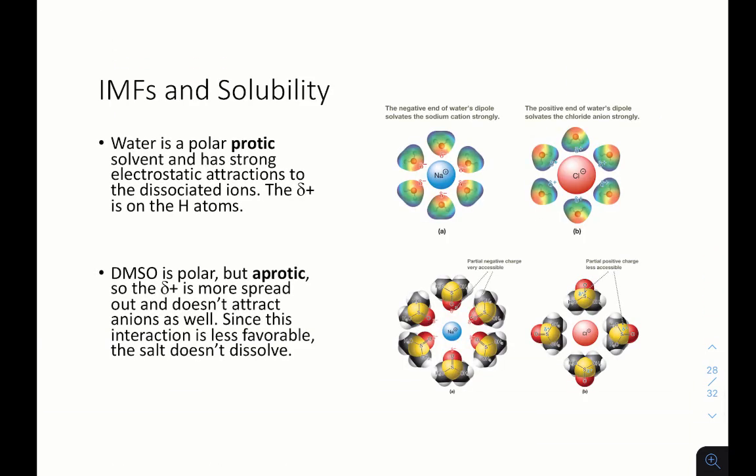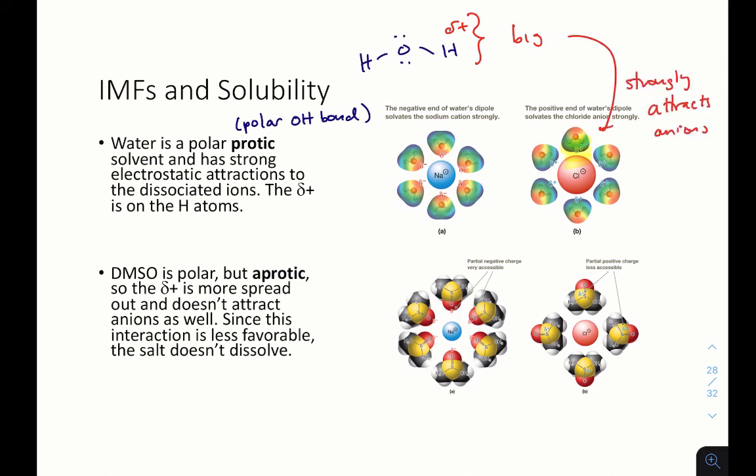Well, I'm getting tired, so I'm going to cheat and use the picture from the book. Well, water is a polar protic solvent. So what that means is that it has a polar OH bond. And so this is a big partial plus here on hydrogen due to that polar OH bond. And because of that, it strongly attracts anions, like we see here with chloride. So this big partial positive strongly attracts anions.